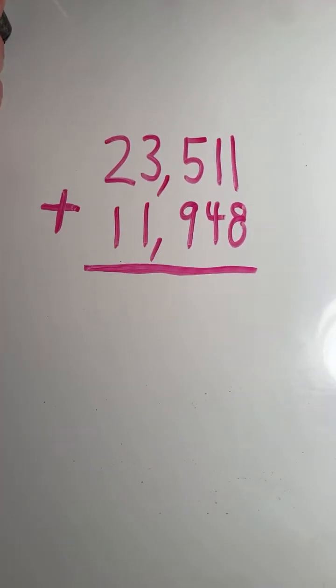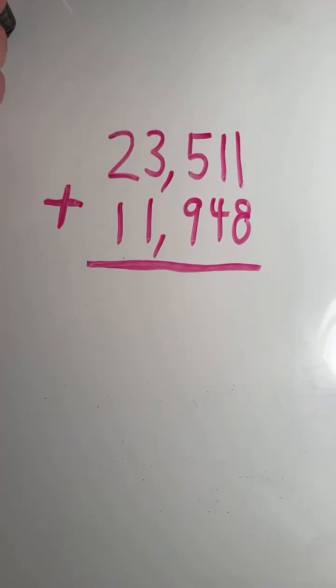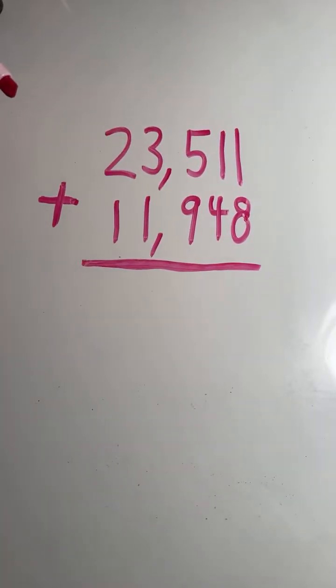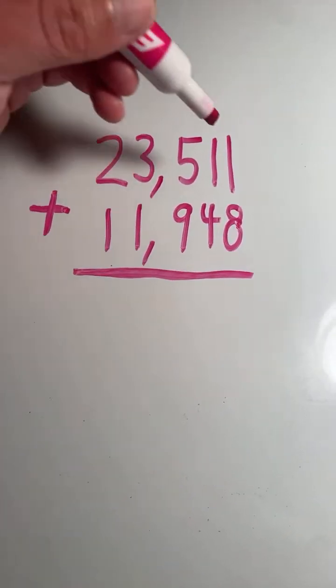So our next example problem is 23,511 plus 11,948. So we always start out with the digits all the way to the right. We always start in the ones place. So we're going to start off by adding 1 plus 8.